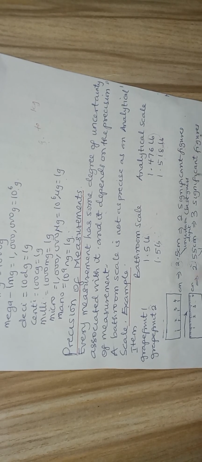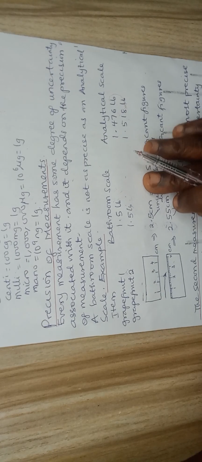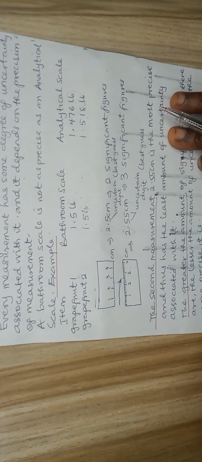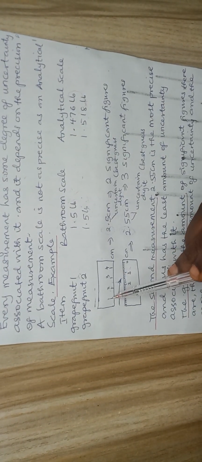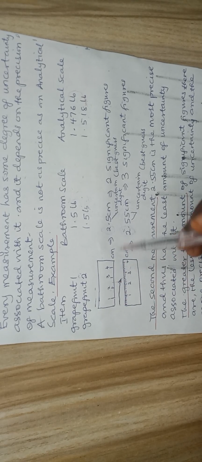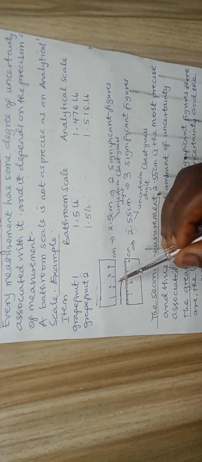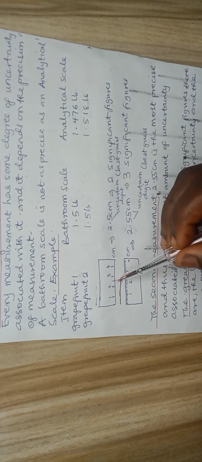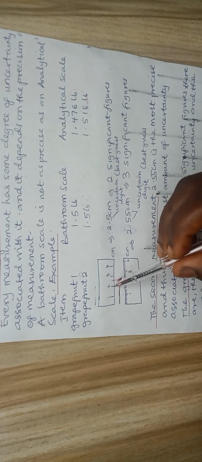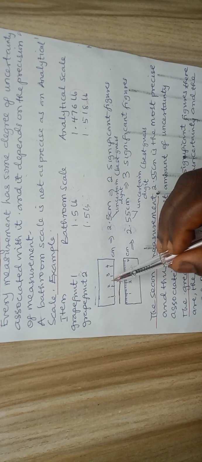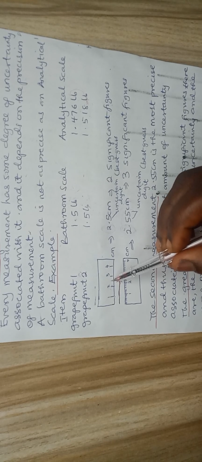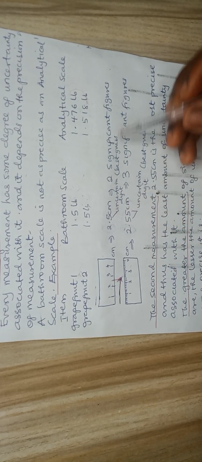Let's look at the example of a ruler. Let's take the readings of this object at the center. Now we can see this can be approximately 2.5 by estimating our value, because we are sure of 1. 1 is certain, 2 is certain, but this value at the middle is not certain, so it is assumed to be 5. So we have 2.5. So in this case we have two significant figures.